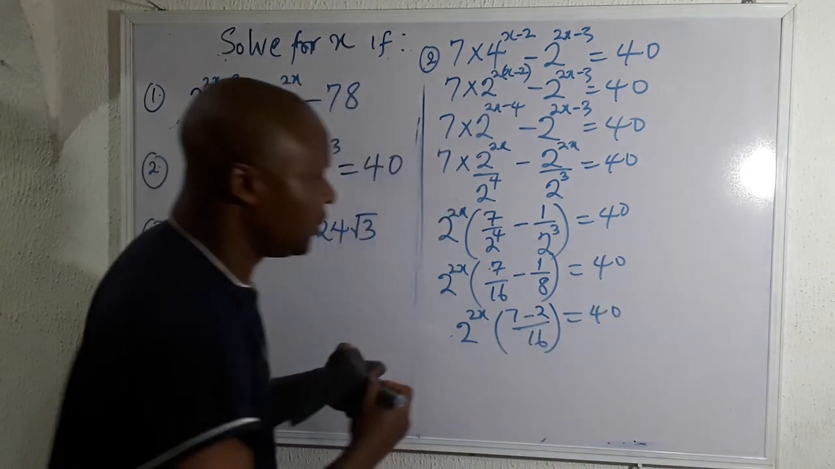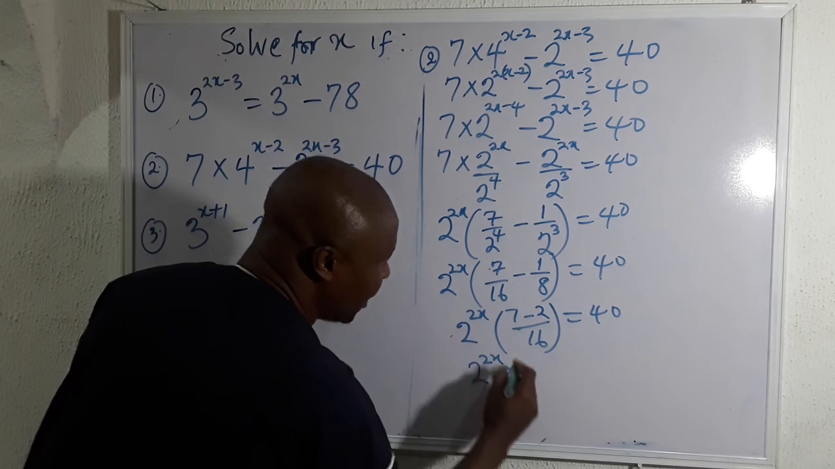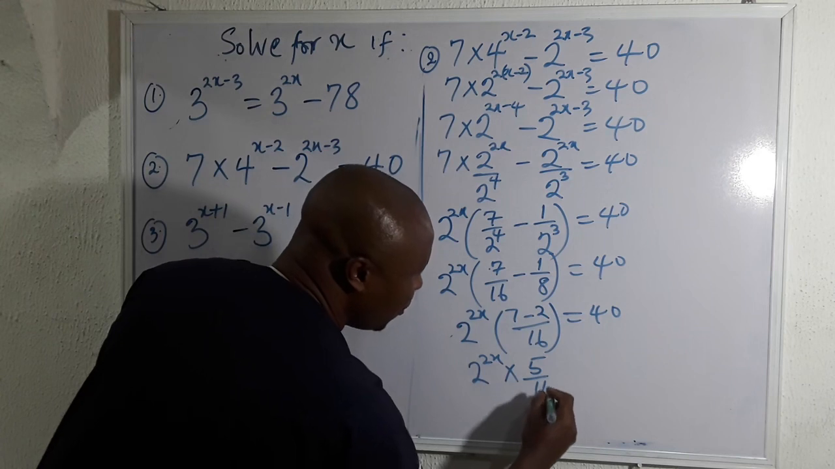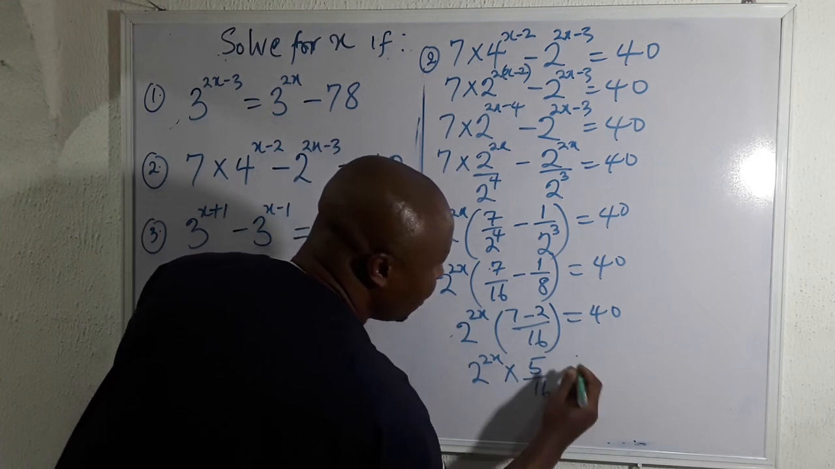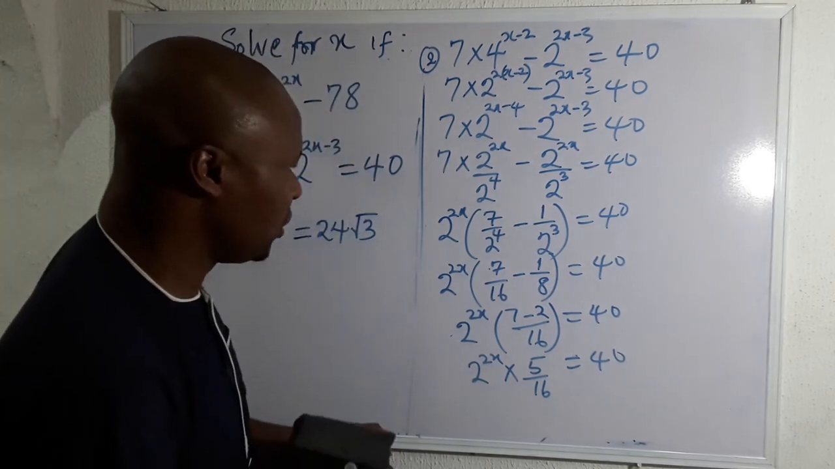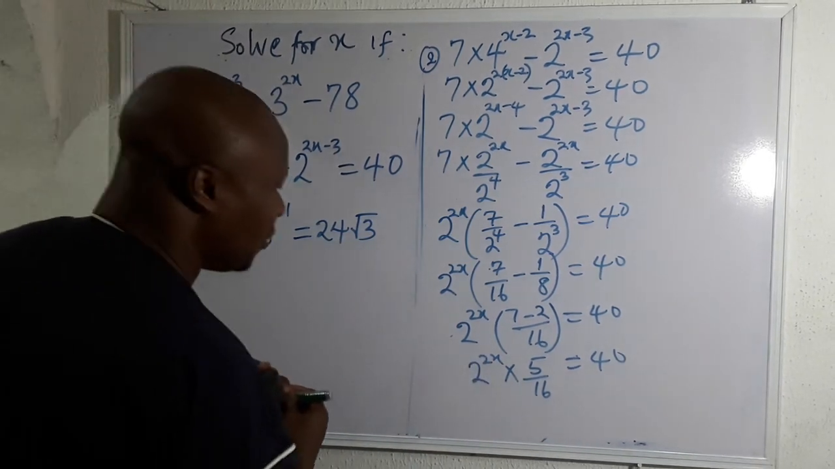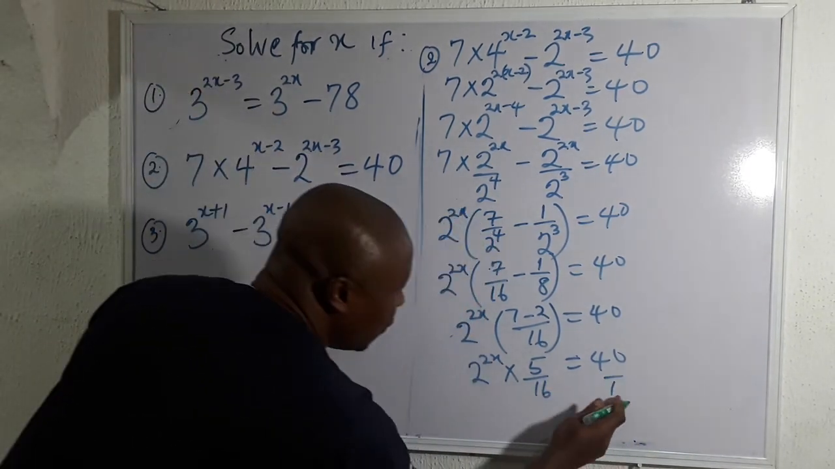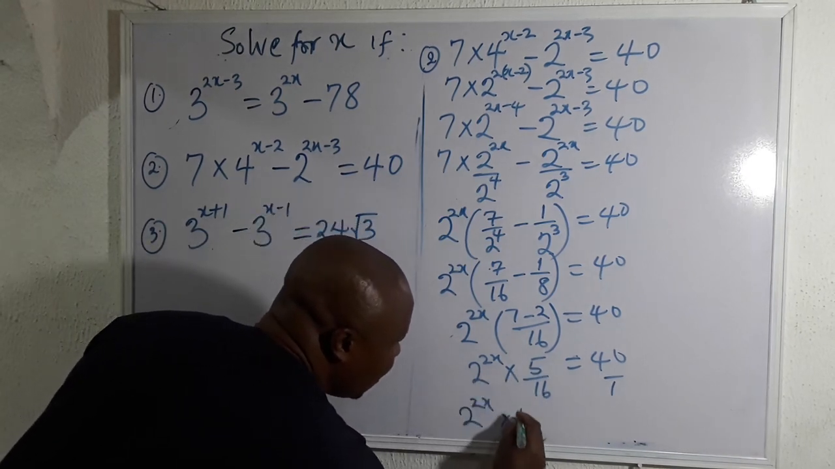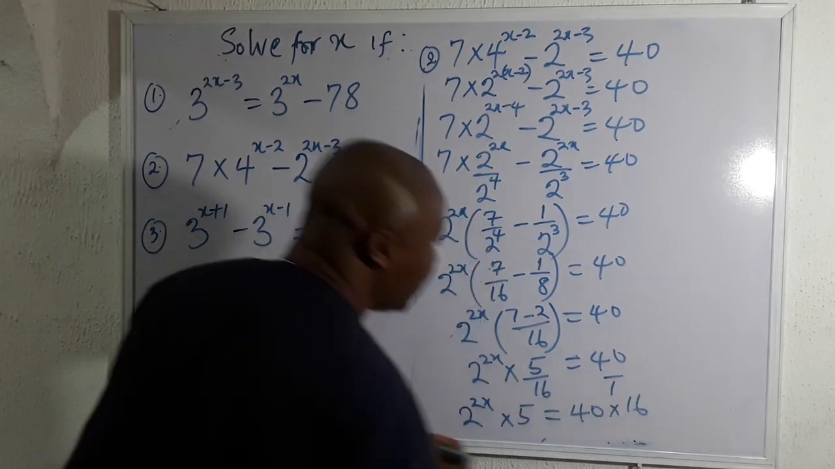And that will be equal to 40. So this will be 2 raised to the power 2x times (7 minus 2) is 5 over 16, is equal to 40. So now, what do we do next? We can decide to cross multiply. If we cross multiply, that will be this over 1. 1 times all this won't change the numerator here. So that's 2^(2x) times 5 is equal to 40 times 16.